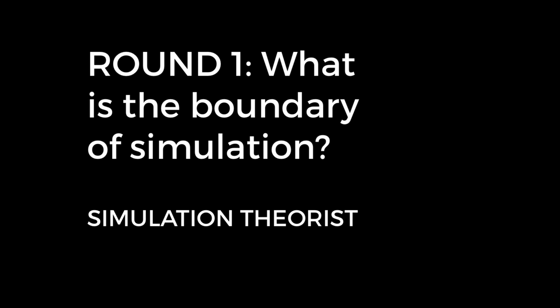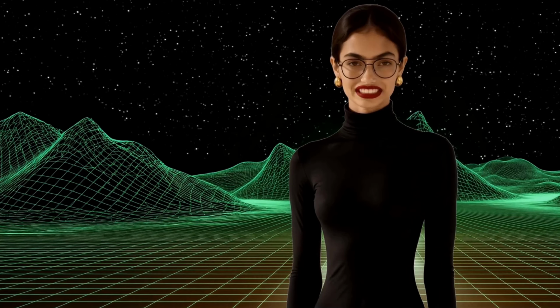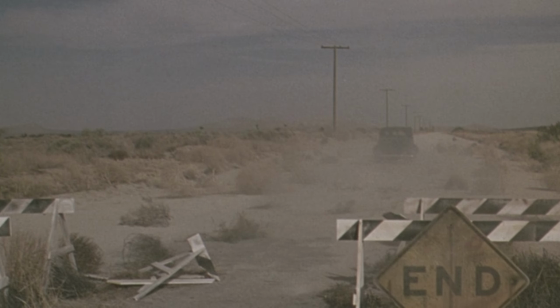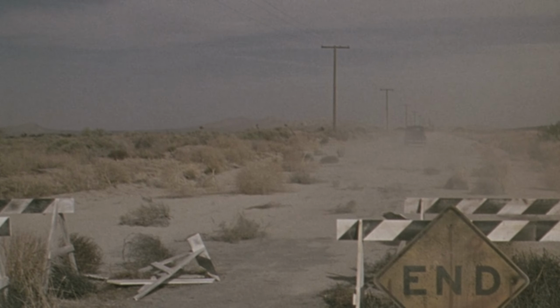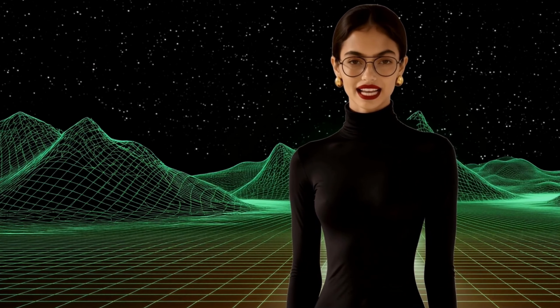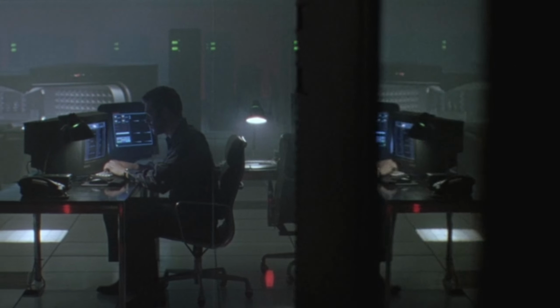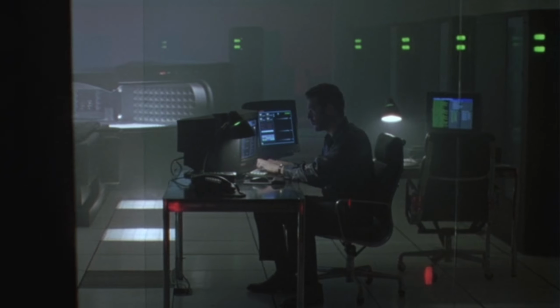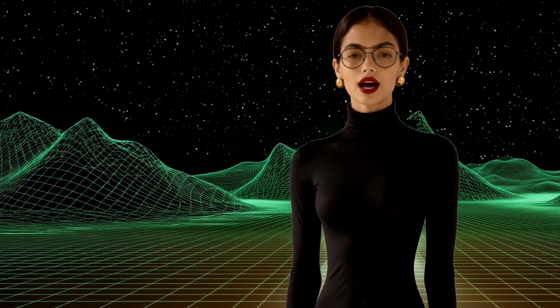Round 1. What is the boundary of simulation? Simulation theorist. The boundary of a simulation is not a wall in space. It is the computational limits embedded in the very fabric of reality. Imagine, any computer has a limit. How many operations per second? What minimum resolution? What signal latency? In our world, these limits appear as fundamental constants.